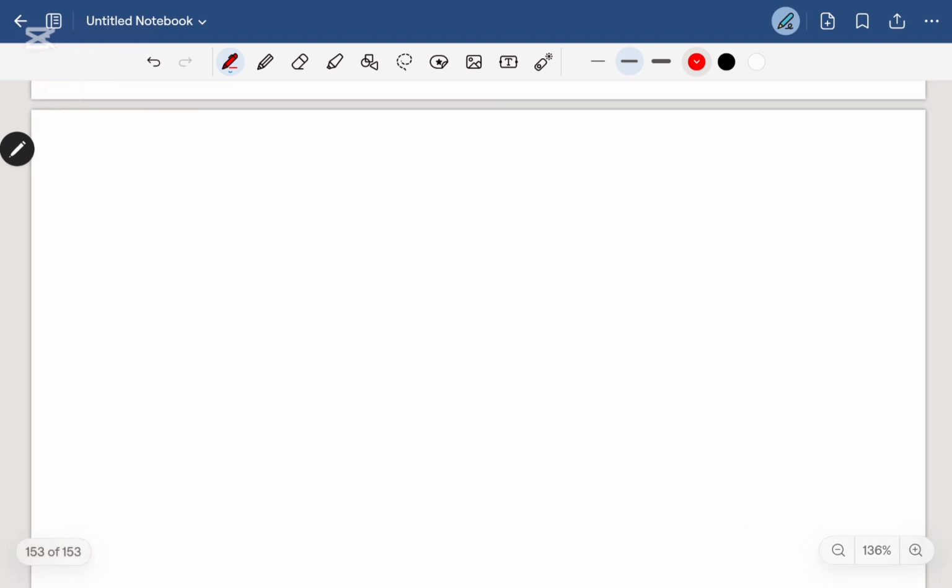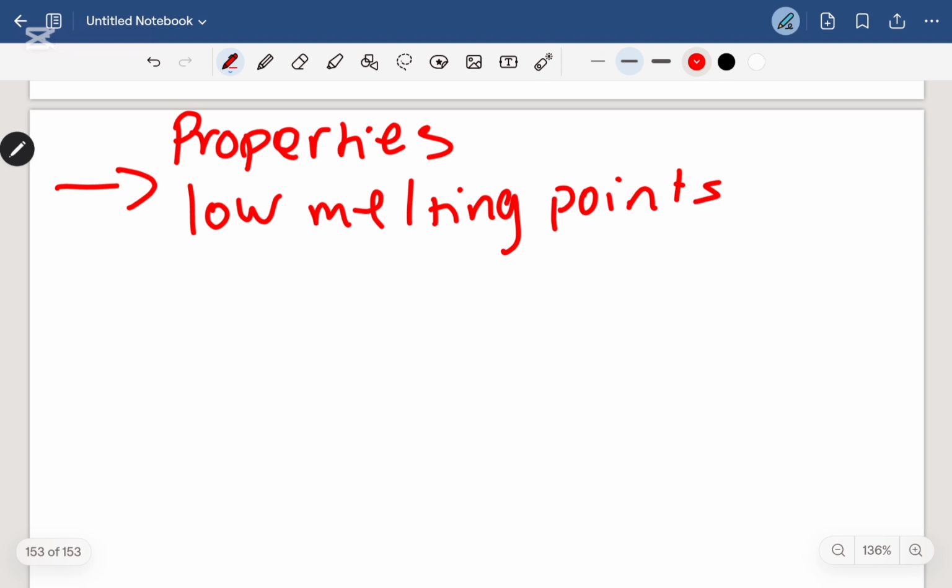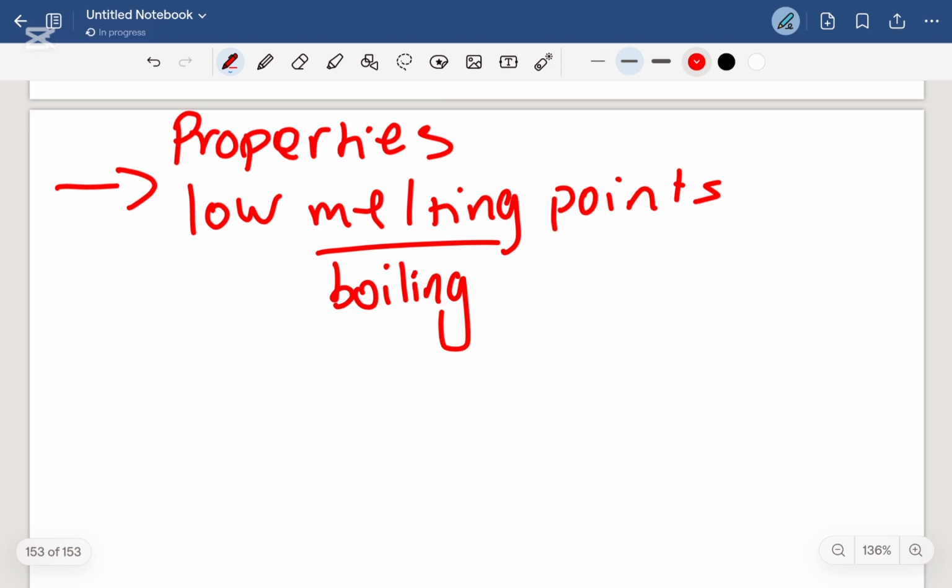Now, the properties of covalent bonds, so I'm just gonna write properties. Sorry guys, I don't know how to spell. I'm not the best at spelling, so I have to keep on checking. Properties of the covalent crystals, okay? First thing, they have low melting points. Now, why do they have low melting or boiling points? It's very simply because the intermolecular forces are very weak. So the energy needed to break the bonds is very little. So we don't need a lot of energy to break the bonds.